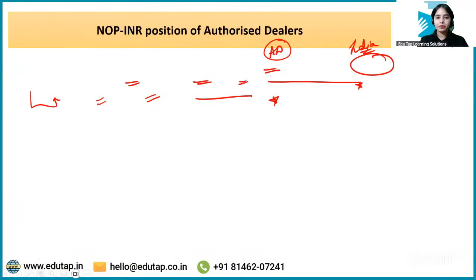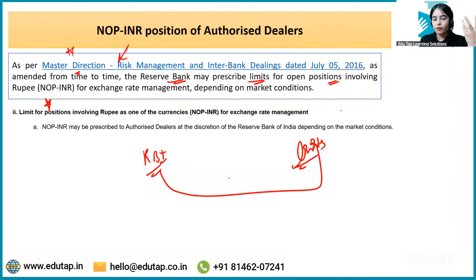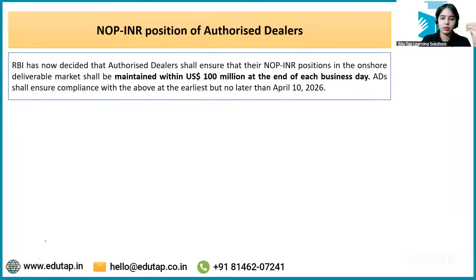So basically, this particular master direction provides the Reserve Bank of India the right to set limits for the net open position. The limit existed previously also, but now RBI has updated the limit. Any confusion here?